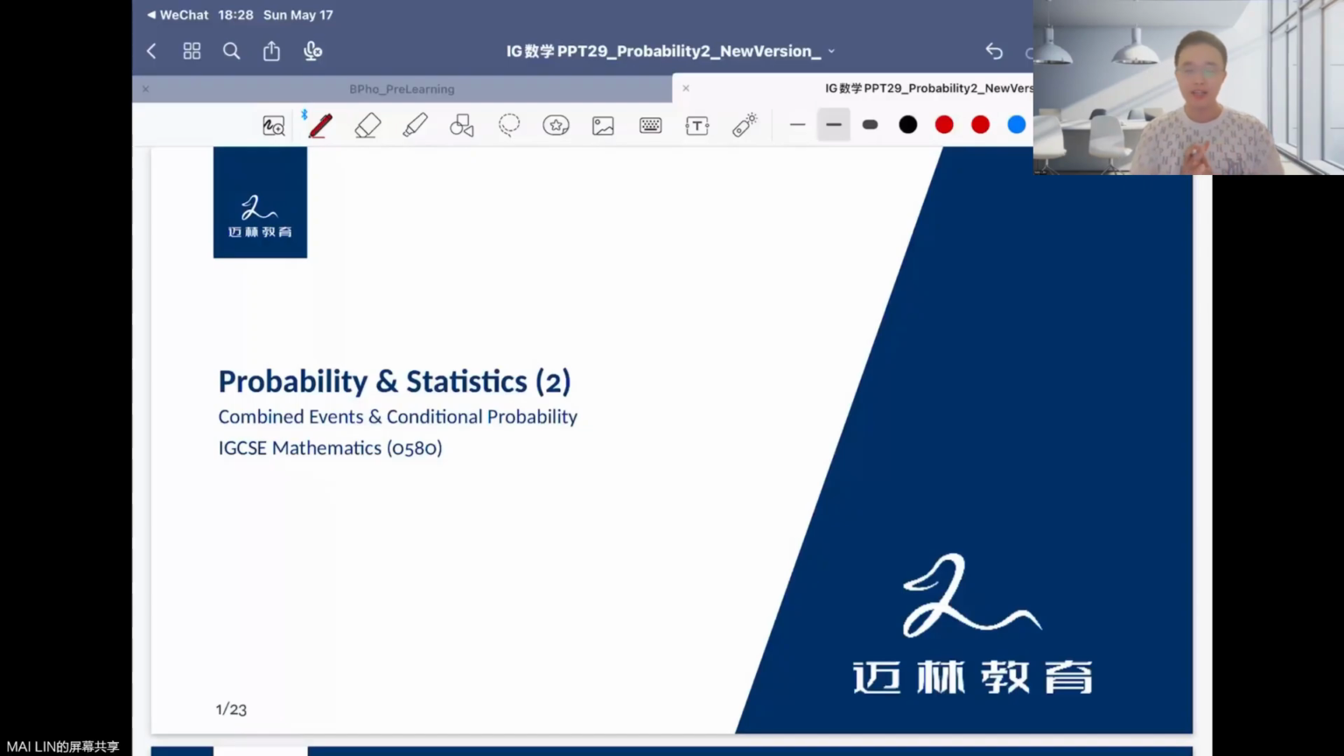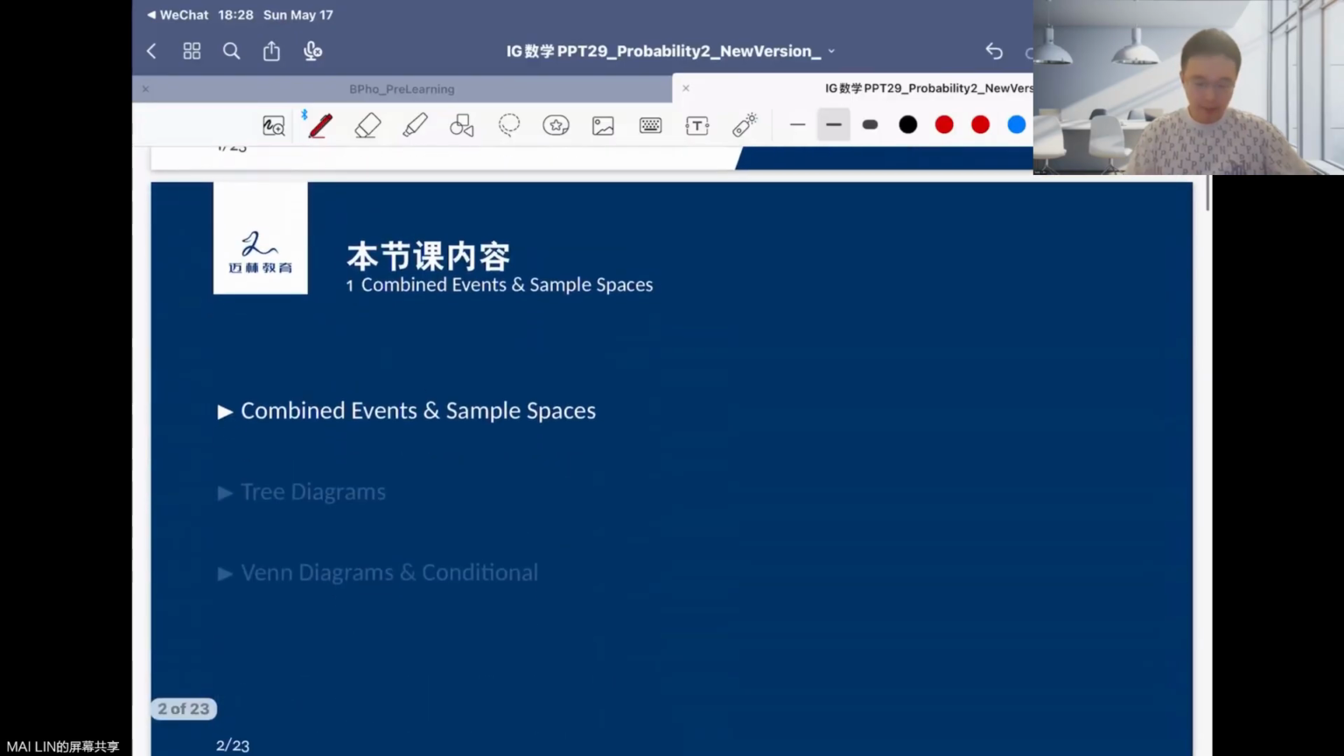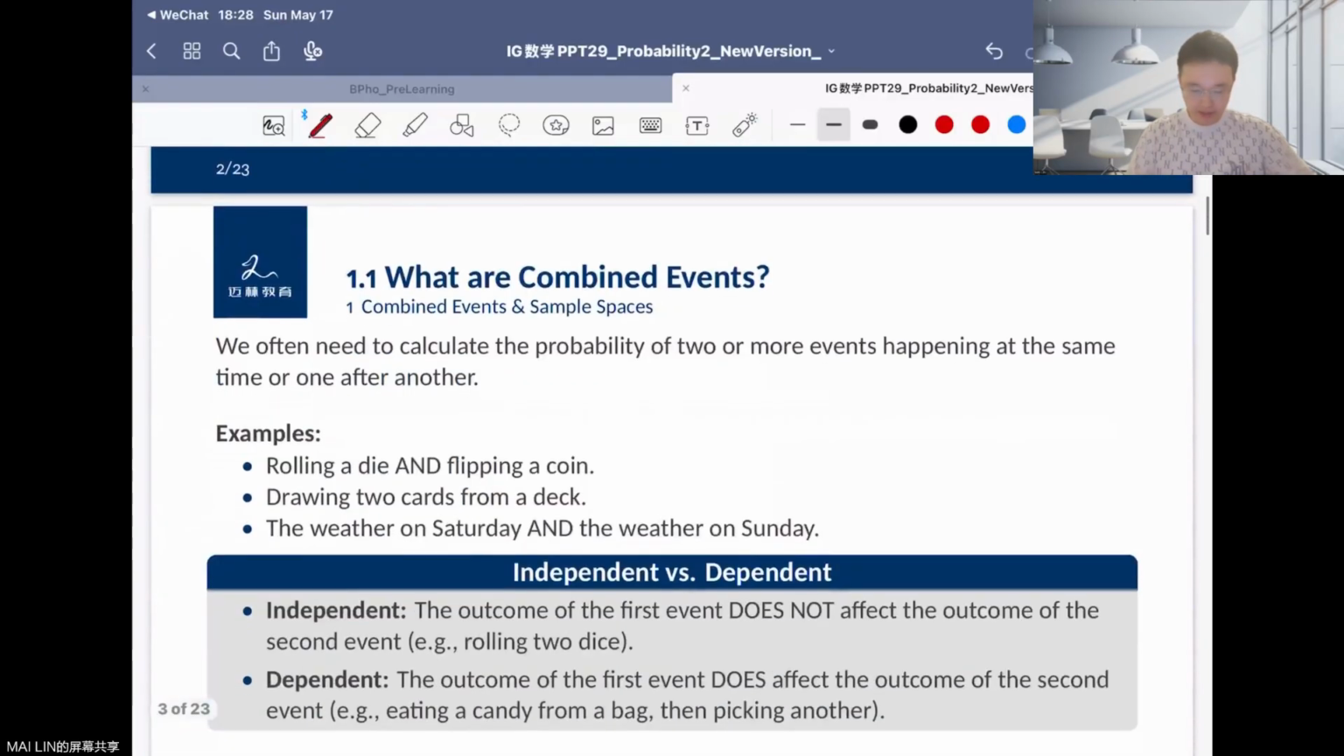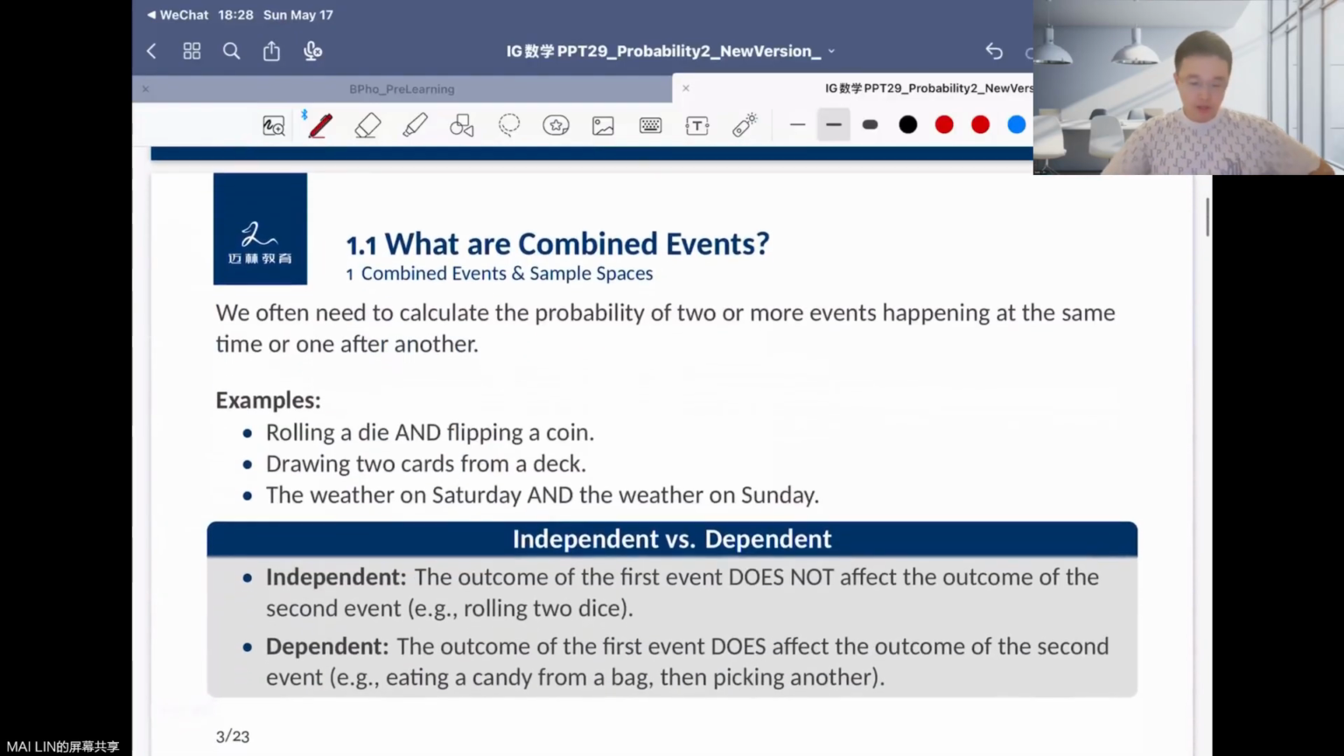Okay, hello guys. Today we are talking about the second lesson of probability and statistics. Let's move to the first part about combined events and sample spaces. First of all, let's understand what a combined event is.